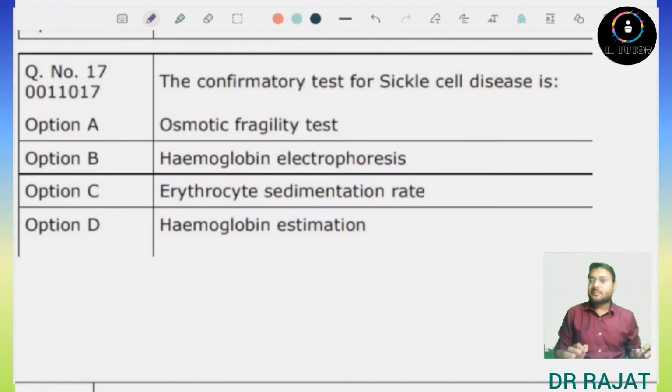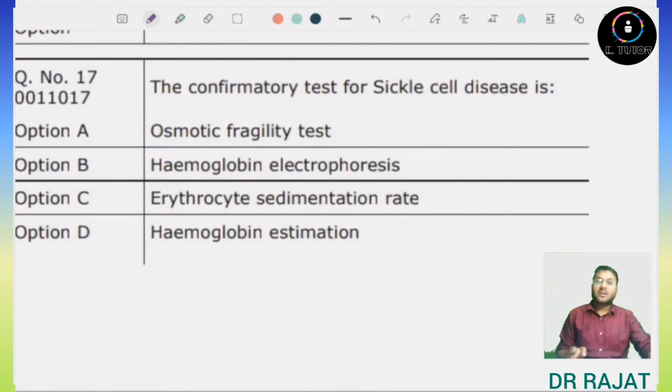Hello friends, this is part 3 of Medicine Plus Pathology questions of Rajasthan Medical Officer exams, and these are PYQs which are taken from last 2013 to 2022 for the 8 years. So let's start with the first question in the part 3.